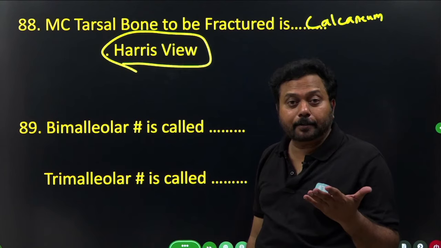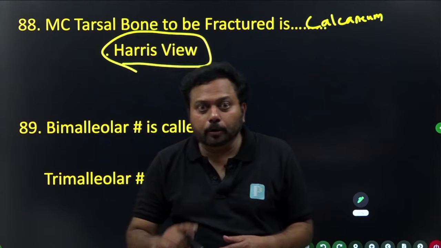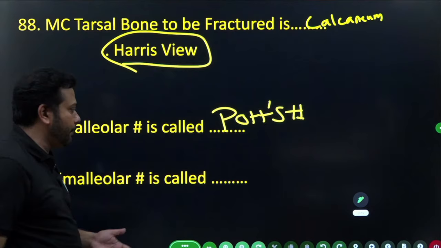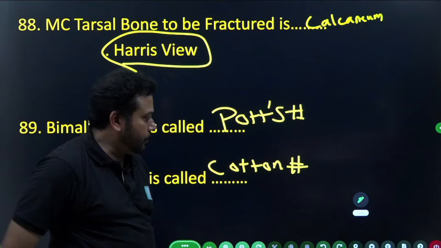Bimalleolar fracture, where both the medial malleolus and lateral malleolus are gone, is called Pott's fracture. Trimalleolar fracture, medial malleolus, lateral malleolus and posterior malleolus, is called Cotton fracture.